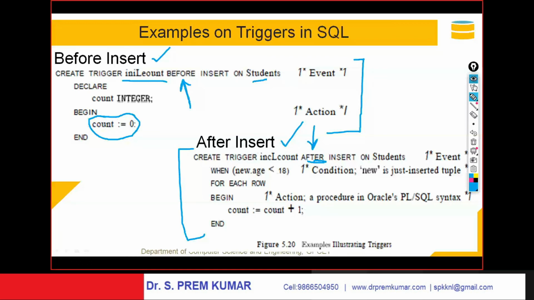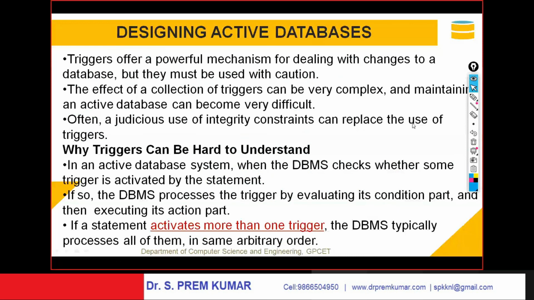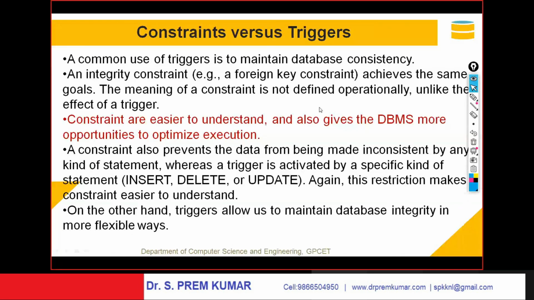They just resemble the constraints. Designing active databases: whenever the triggering code gets activated, multiple tables internally get fired, and sometimes we find it difficult to trace out the actions that are being taken by the trigger.